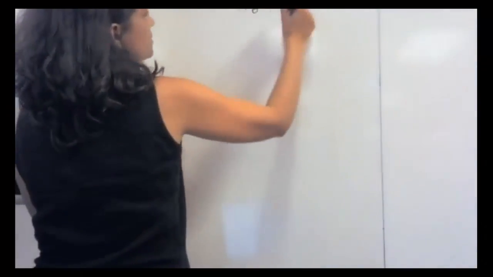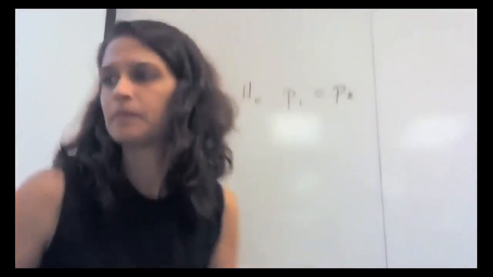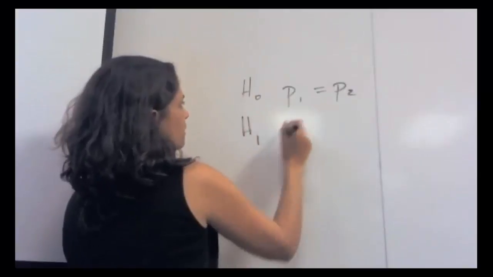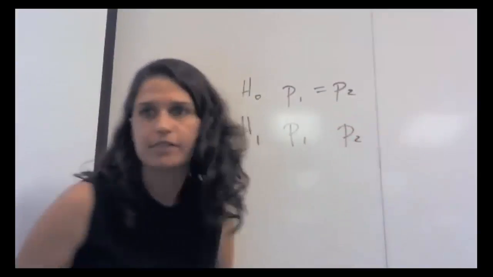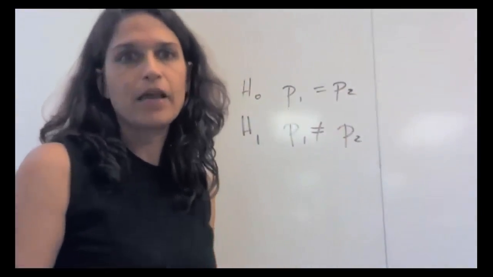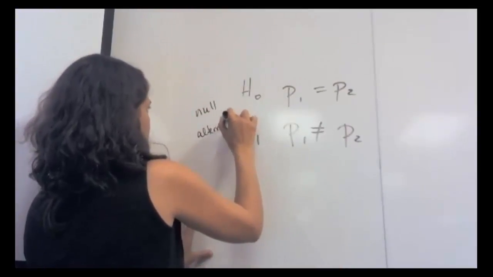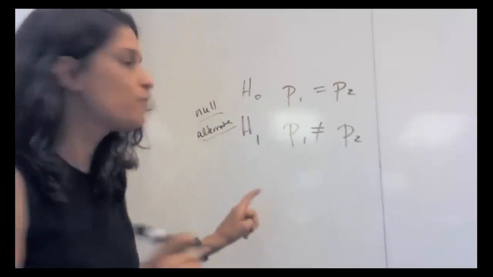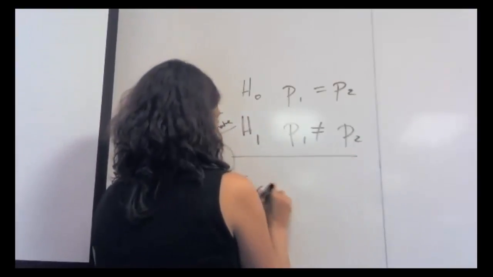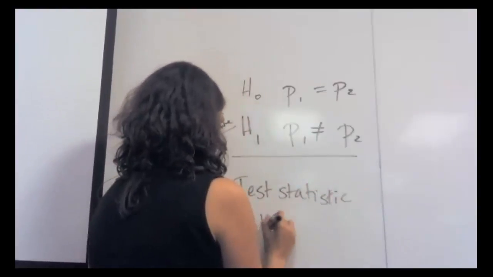So when you're doing a test of proportions, the null is always: the two proportions are the same. The alternative is, in this case, I believe, different. The two proportions are different. Okay, so that's the null and alternative hypothesis. And then it asks for a test statistic and, by the way, critical values.